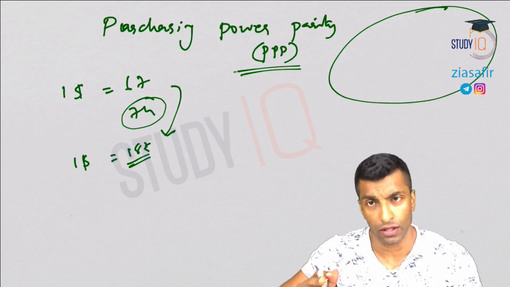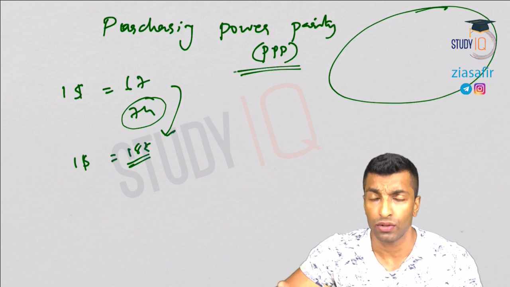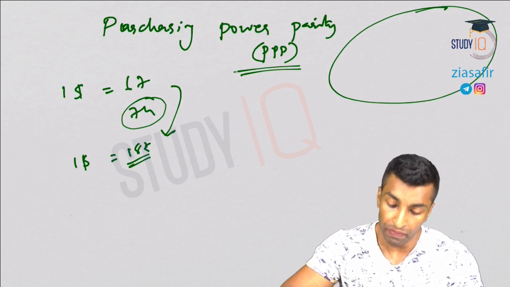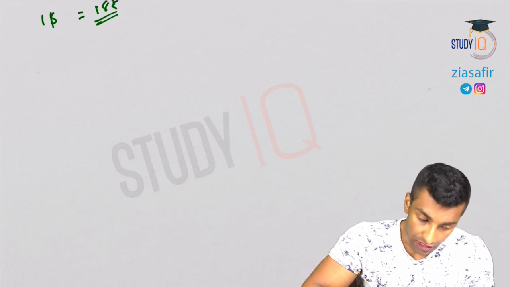This is also one of the exchange rates. There are two: the market exchange rate and the purchasing power parity exchange rate. So let me write down this definition.